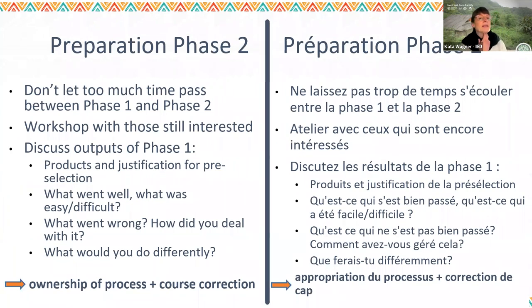I just wanted to very quickly mention that in the transition from phase one to phase two, it's a good idea to not let too much time pass between the phases, to maintain momentum and interest. And it's a good idea to organize a workshop with those entrepreneurs who are still interested in going down the MA&D path and developing enterprises. In this workshop, you could have a discussion around the products and the justification for their pre-selection. You could also discuss what went well, what was easy, difficult, what was wrong, how you would do things differently. And this, I think, is important to maintain or create ownership of the process, but also to correct the course if major obstacles came up, or if you feel that there are some misunderstandings around the principles and the process of MA&D.